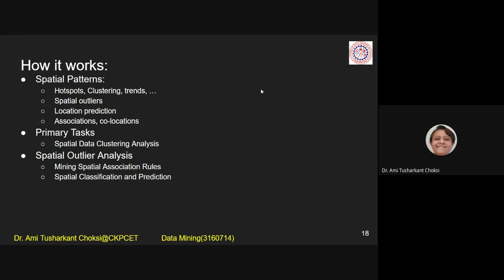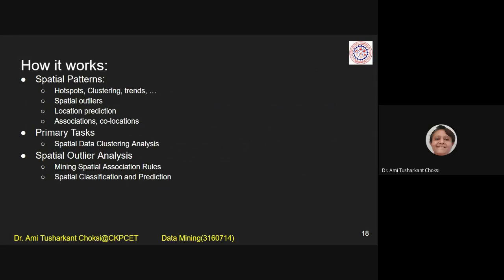Now, location prediction. What is the location of a particular thing? Then we can say associations and co-locations, right? See, a location is there. We do have the association with other cities, other locations, and we can have a relation between them, right? Or we can relate.